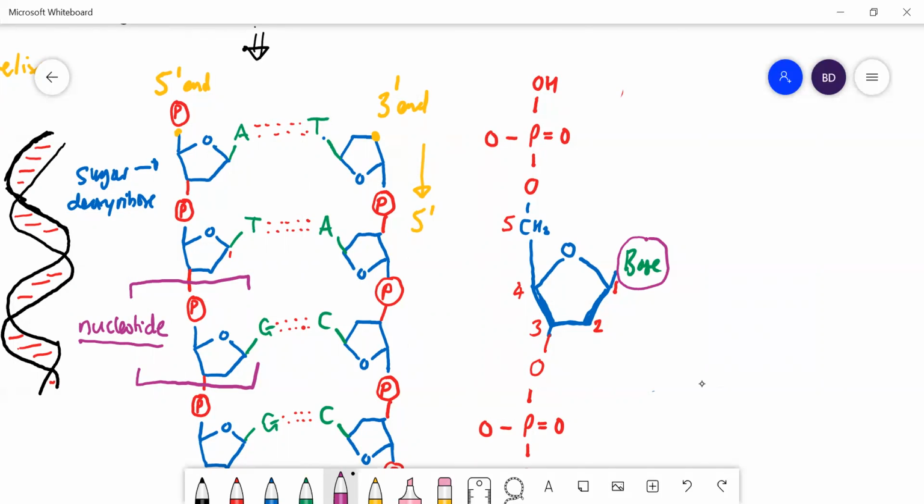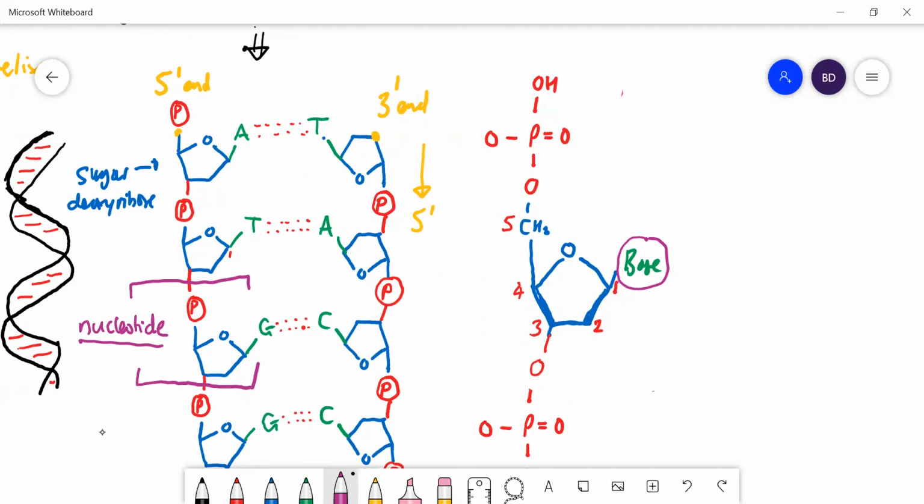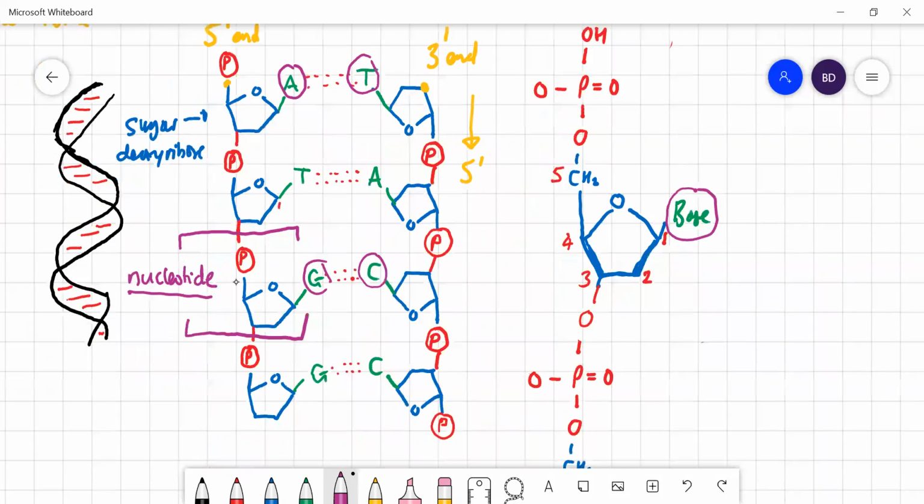Okay, so now let's have a look at how those bases pair. Now we can see here in this diagram that adenine always base pairs to thymine, and guanine always base pairs to cytosine. And that's really important in the way that DNA is replicated and how it stores information as well.